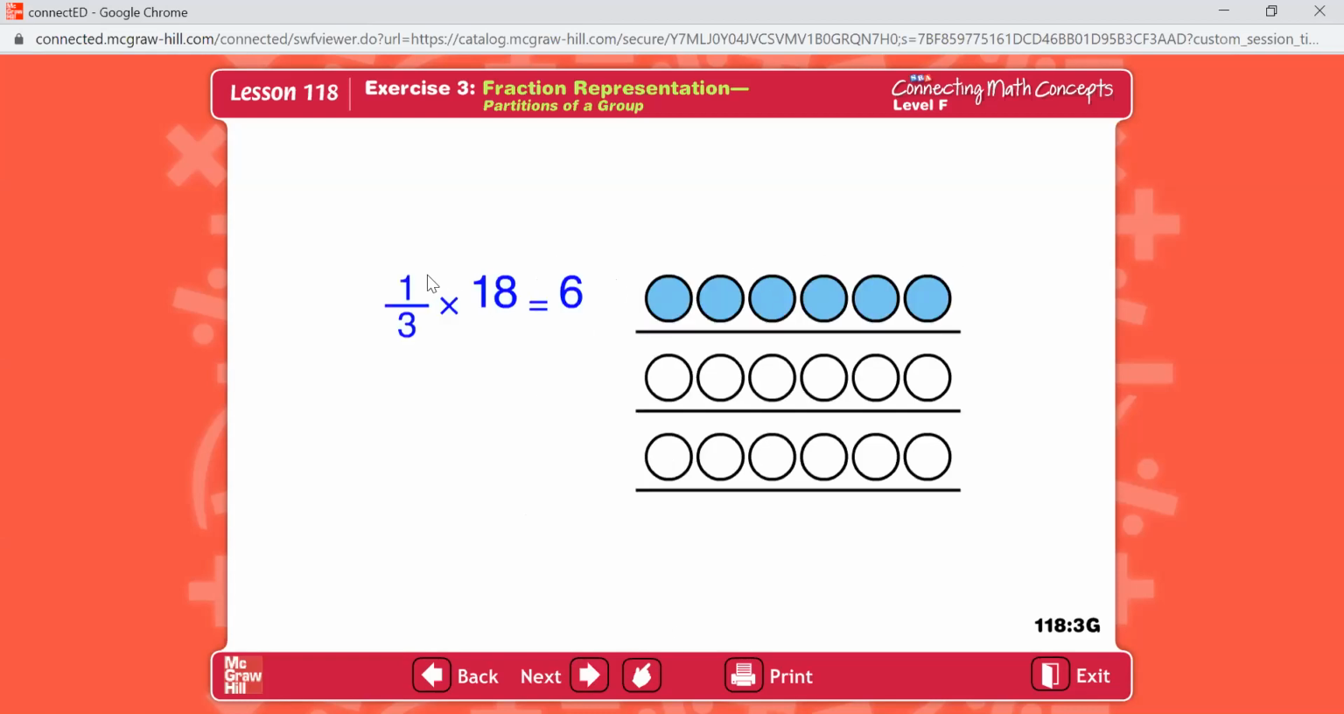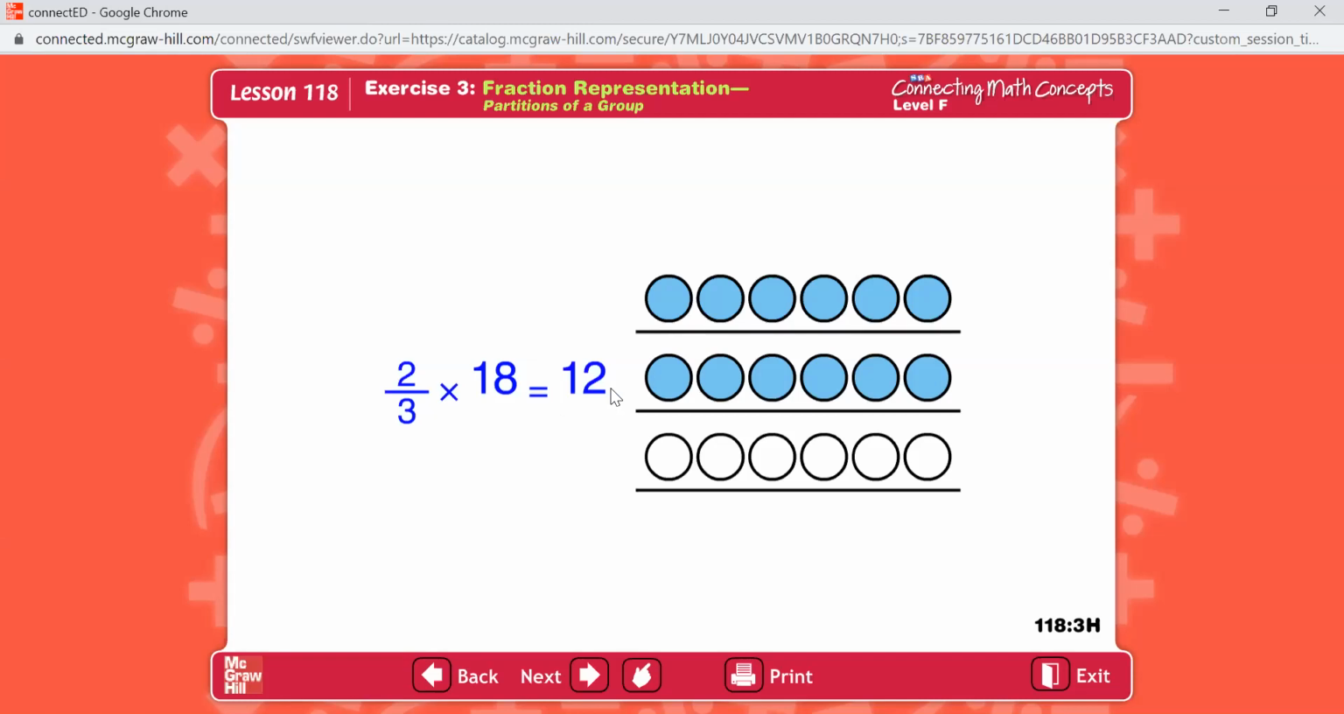So this row can be looked at as 1/3, because that's 1 out of 3, times 18 in all, because there's 18 circles, equals 6, because there's 6 in one group. Here's 2/3 times 18 equals 12. We went from 1/3 to 2/3 now. So if we have 2/3 of these circles, we have this row and this row, we now have 12. So we know 2/3 times 18 equals 12.